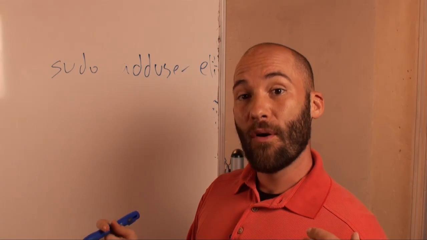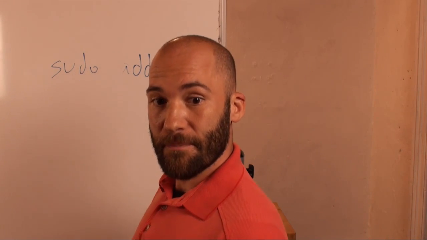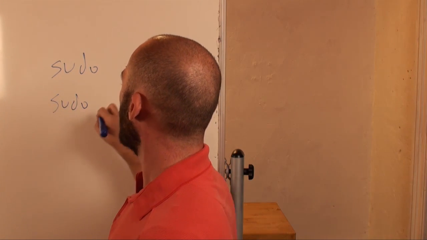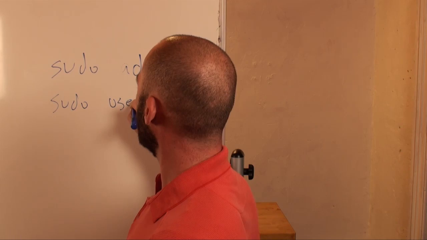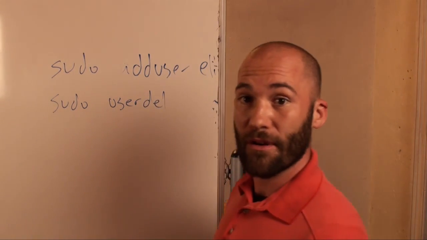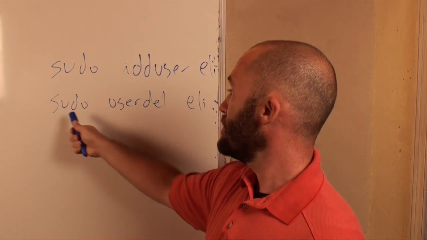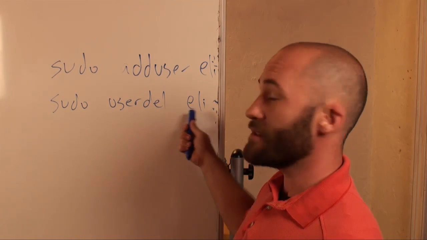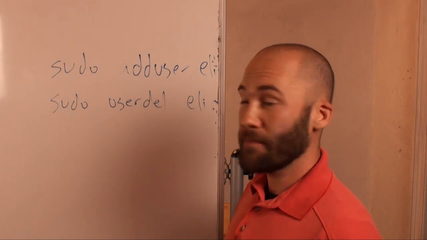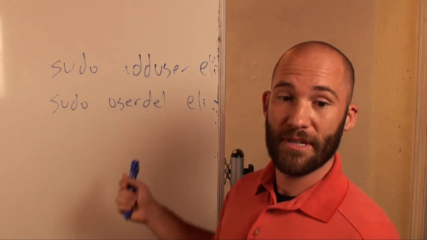That's it. Now, in order to delete a user from Linux, all you have to do is sudo userdel, D-E-L, space, and then whatever the username is. So in this case, it would be Eli. So sudo userdel username is what deletes user accounts from the system. So to add is adduser, to delete is userdel.